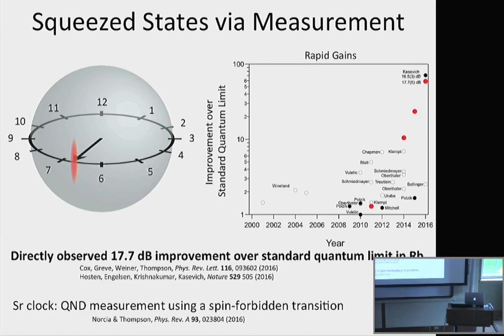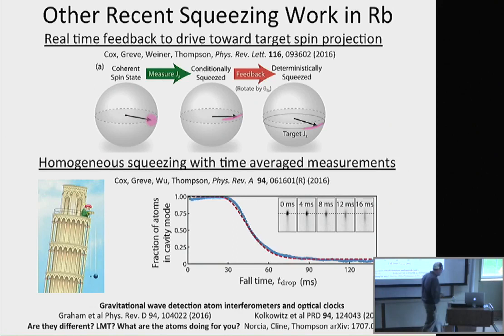Okay, so with that, I'm just going to summarize a few more recent results. We also have a paper where we demonstrate that we could use the outcome of the pre-measurement that would localize the state, and then we could actually apply real-time feedback to steer towards a target value of JZ. So it's just kind of inserting a feedback step into that pre-measurement, final measurement process.